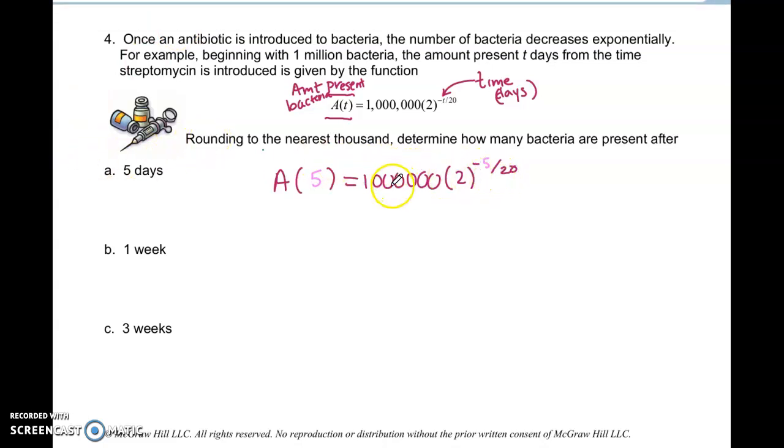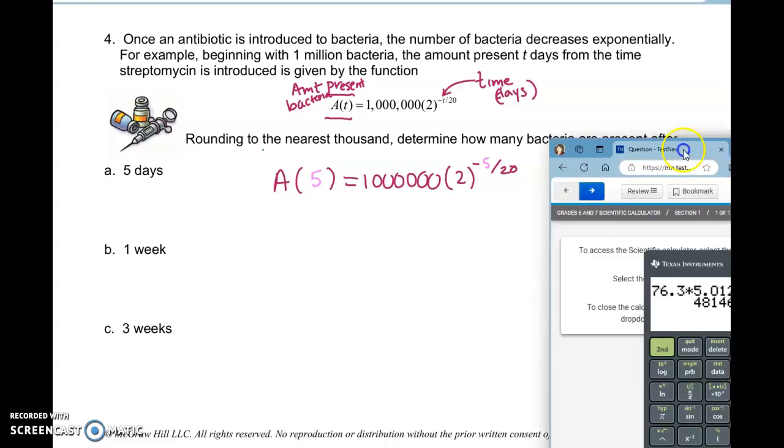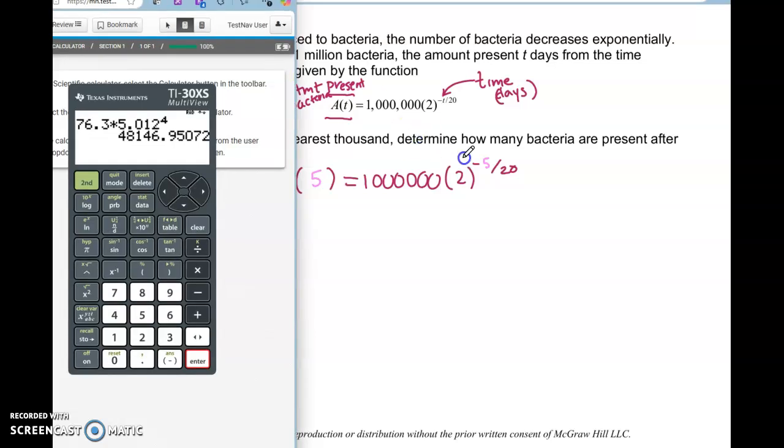Make sure if you're doing this in pieces that you do not take the 1 million times 2 first. In the calculator, you can put it all in here and you can put the exponent. The calculator knows to do the exponent first. But if you're doing it in pieces, do not multiply the 1 million by the 2 first and then take the exponent. You want to do the exponent first, the base of 2 exponent first, and then multiply by 1 million. So what I was saying was you could put it all in the calculator like this.